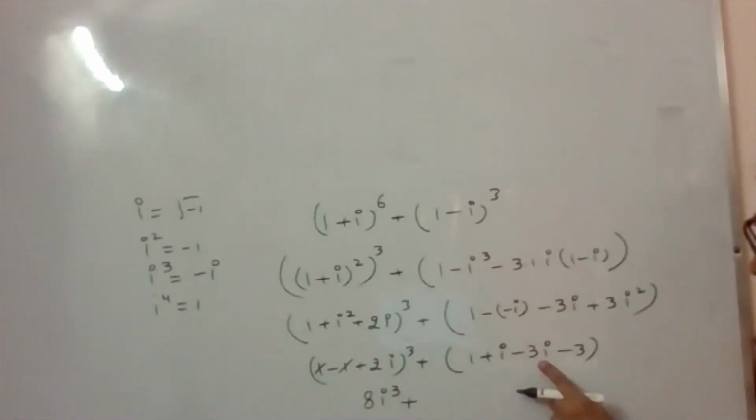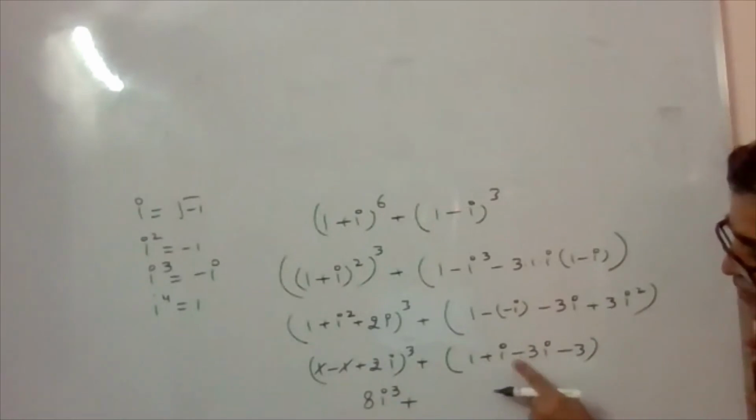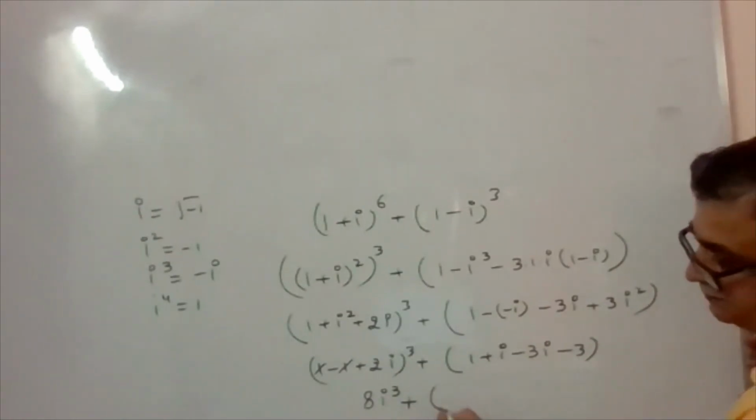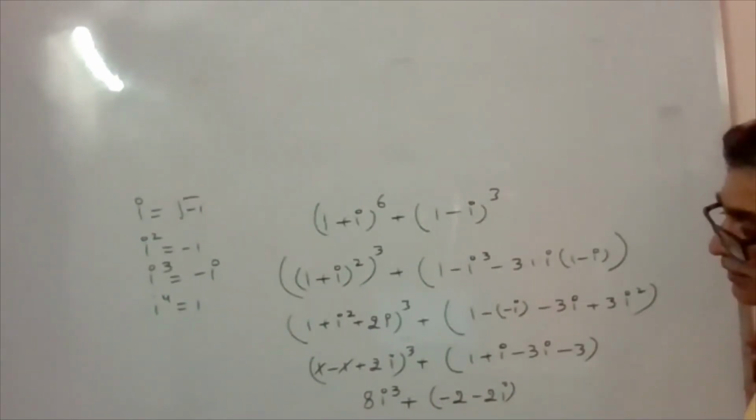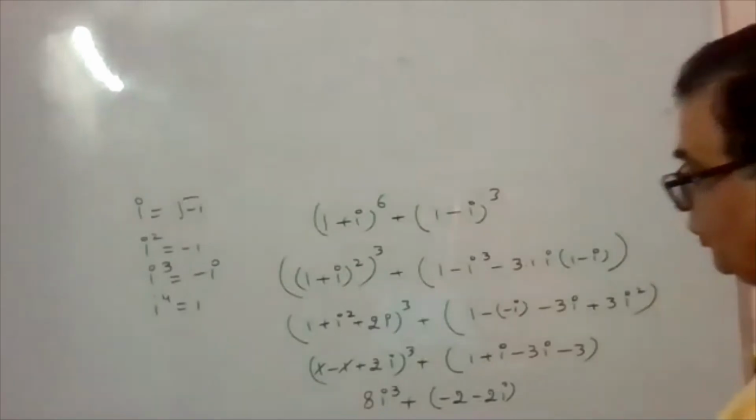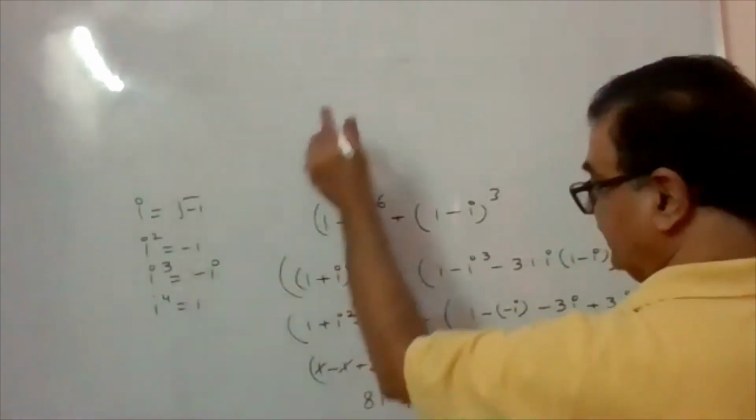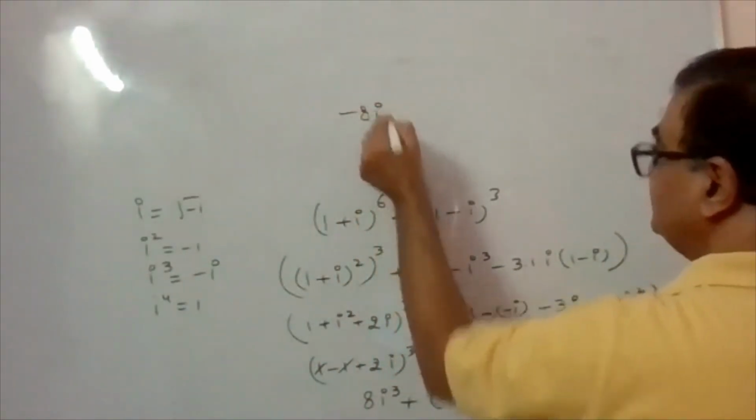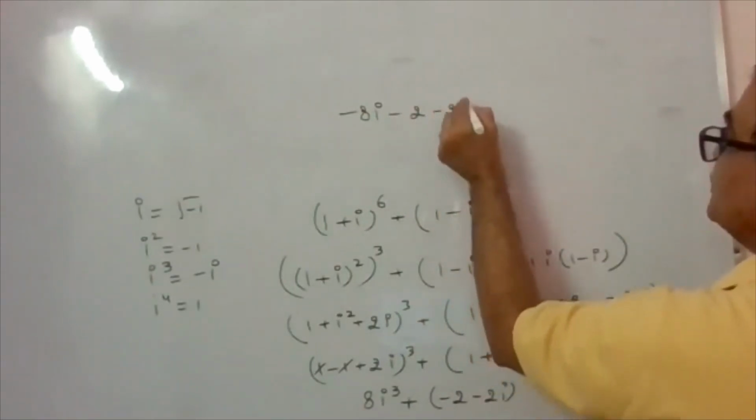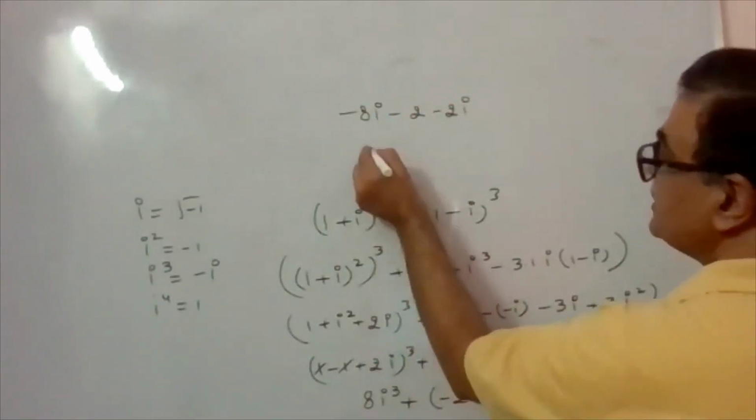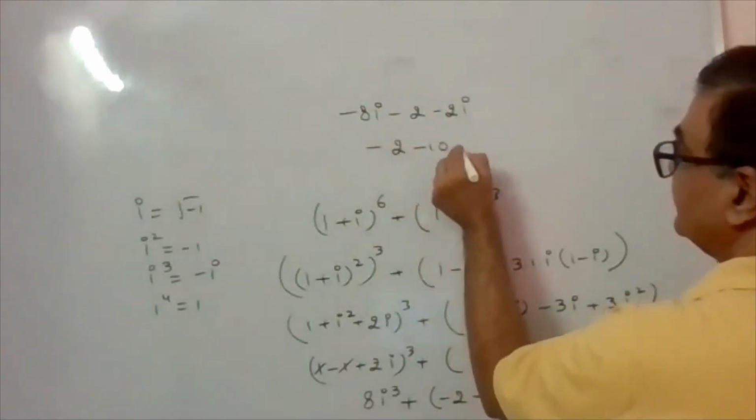What is left here? Just check here. Minus 2 iota and minus 2. Then it comes out to be 8 iota cube, so it will be minus of 8 iota. Then left is minus 2 minus of 2 iota. So your result comes out to be minus 2 minus 10 iota.